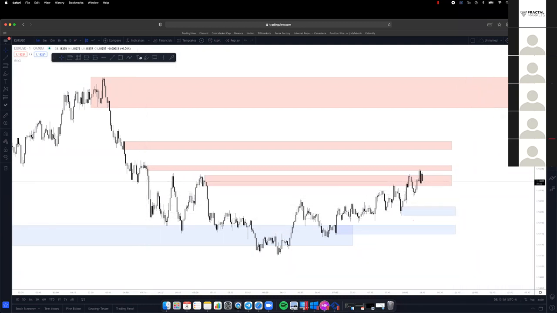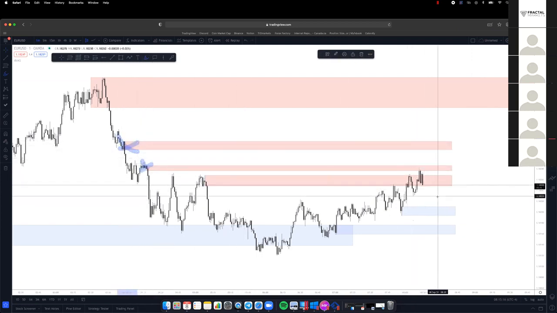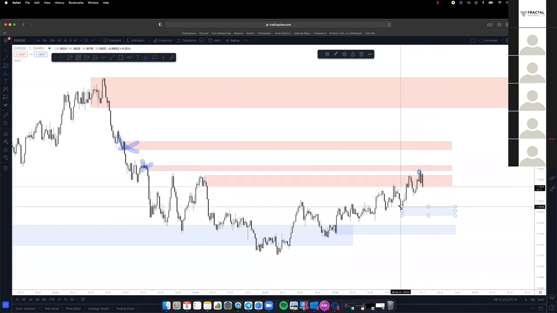So if this was already mitigated and this was already mitigated, I would be looking for longs with no issues, because this would have been my break, and I would have looked for longs probably in this, as this would probably be inducement.